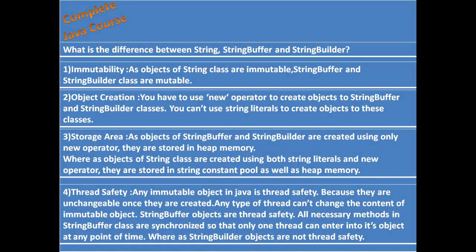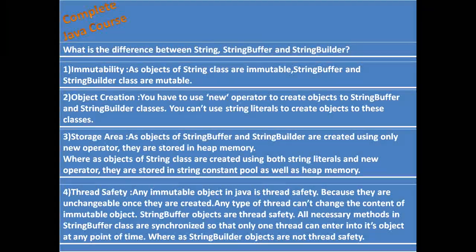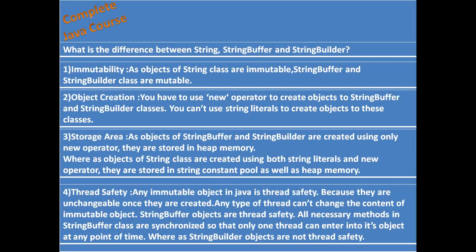Number 4. Thread safety. Any immutable object in Java is thread safe because it is unchangeable once created. No thread can change the content of an immutable object. StringBuffer objects are thread safe. All necessary methods in the StringBuffer class are synchronized so that only one thread can enter into its object at any point of time, whereas StringBuilder objects are not thread safe.